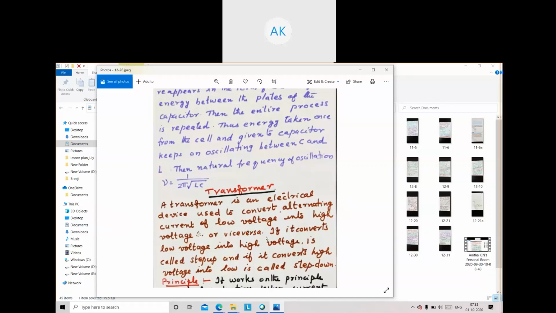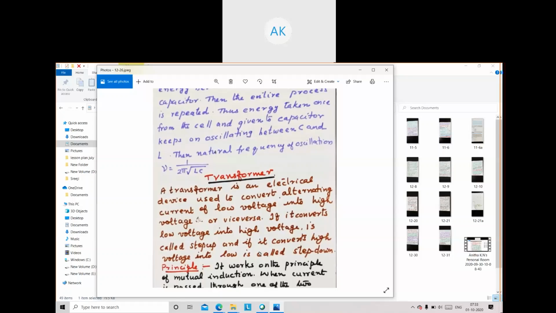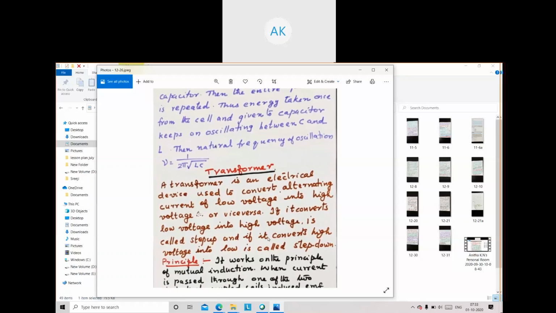Transformer, okay, very important device, very useful device. In order to transfer power, for example, from Idukki powerhouse to our house, the electric power which is produced in Idukki, that we are getting. So many steps are there in between, in bringing that power generated in the powerhouse to our houses. So many steps are included in that.